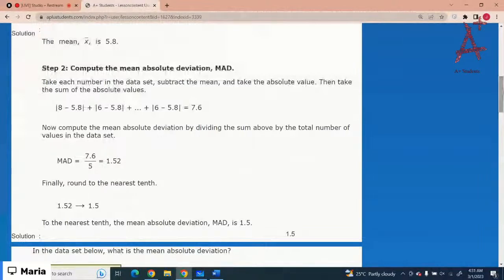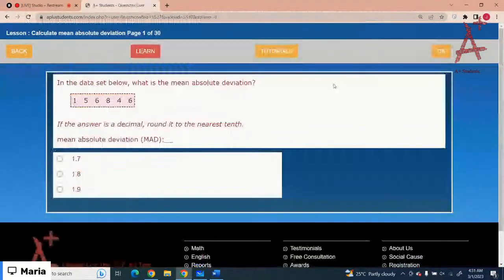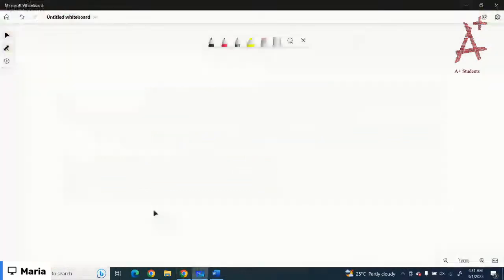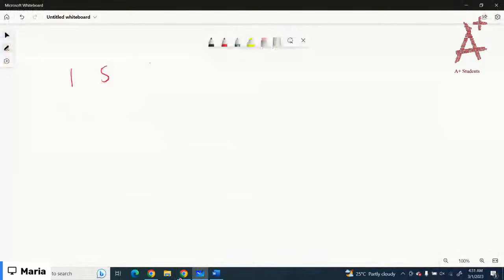Let's start with the practice questions. We can do it on the board, then that would be more clear to you. In the data set below, what is the mean absolute deviation? The numbers are 1, 5, 8, 4, 6.